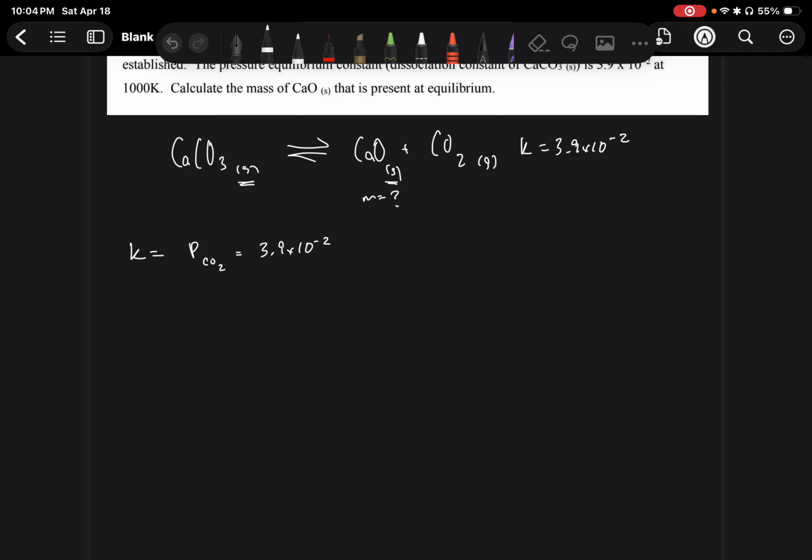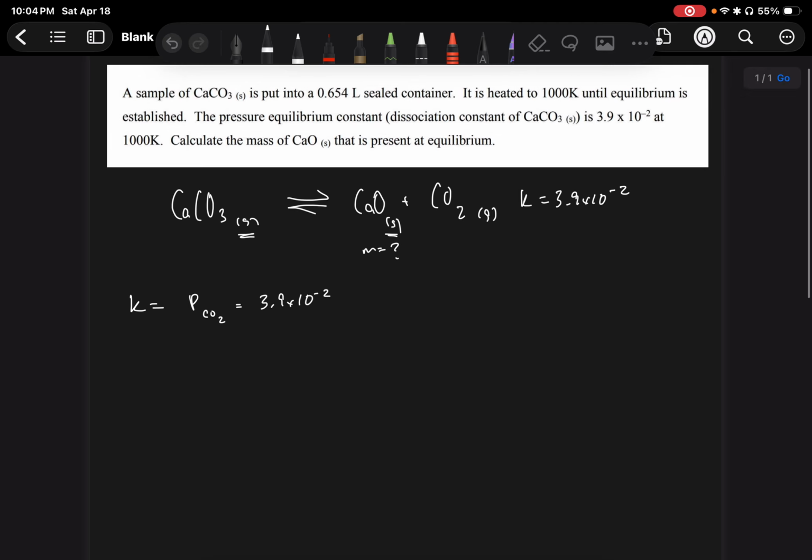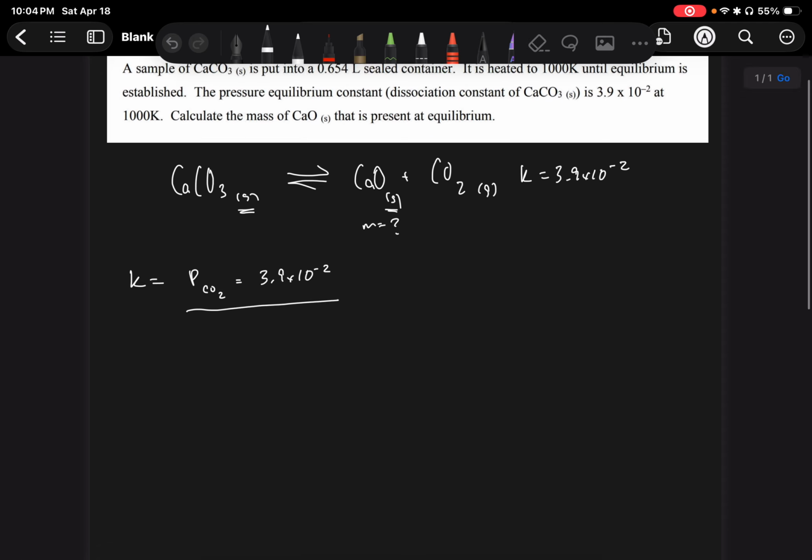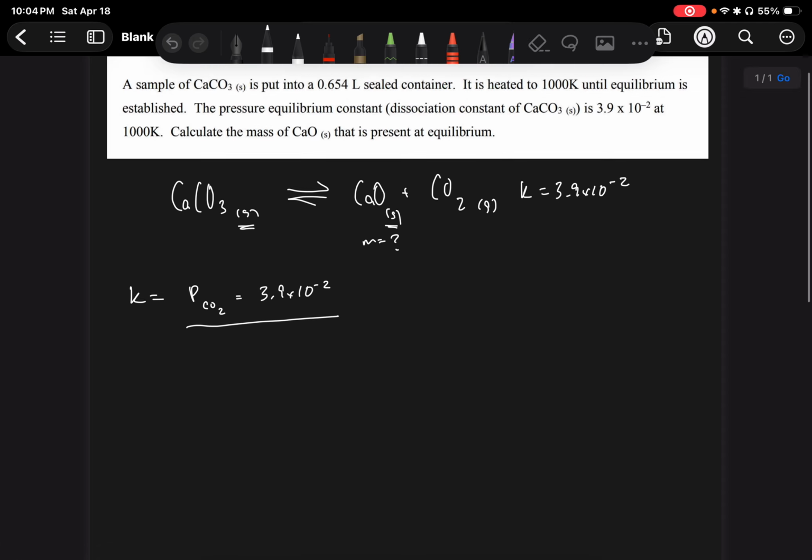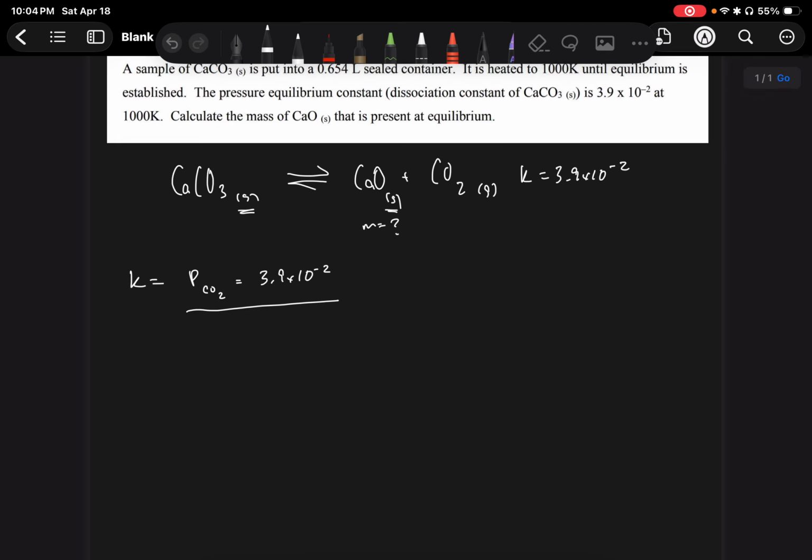What units is 3.9 times 10 to the negative 2? That's pressure, PCO2. Okay, but what do we do with that? Okay, so we have P. What else do we do then? Do we use the gas law? PV equals nRT. We have volume, we have P, and we have R. Okay, we have T. So I guess we can find the moles.